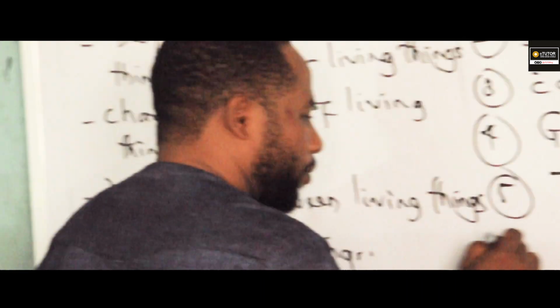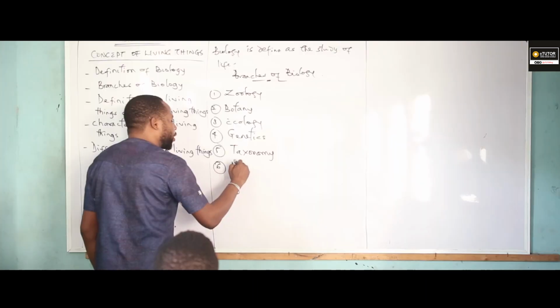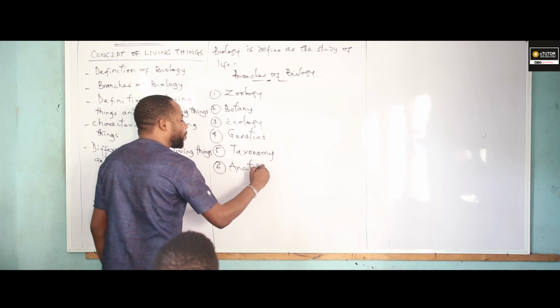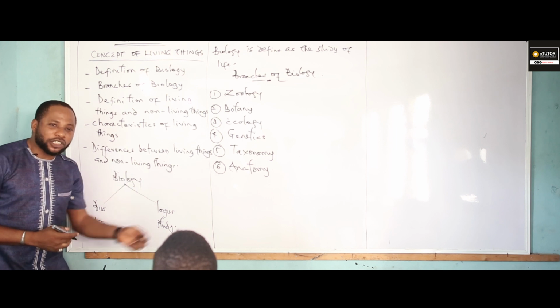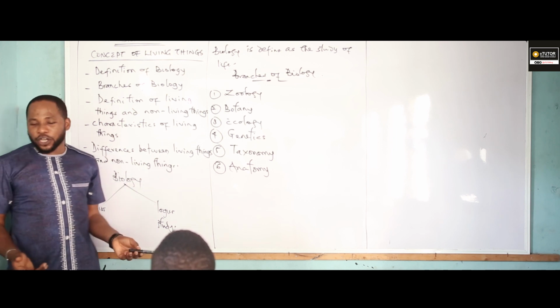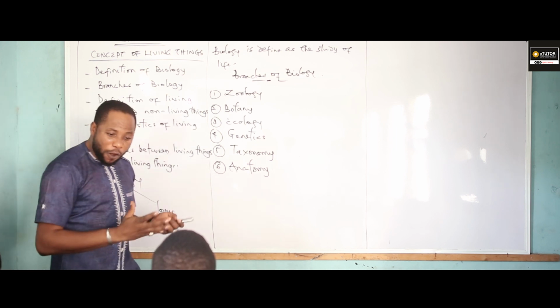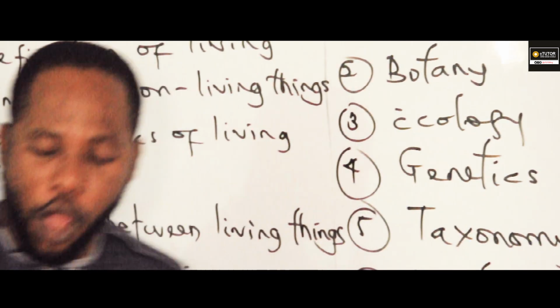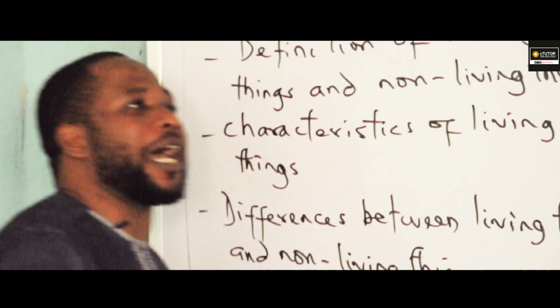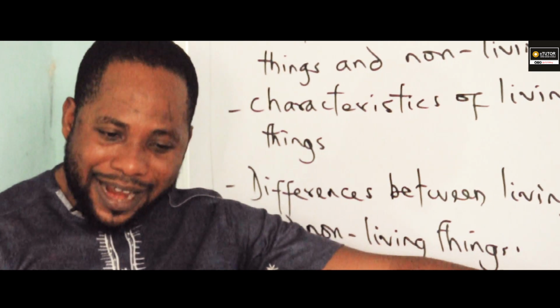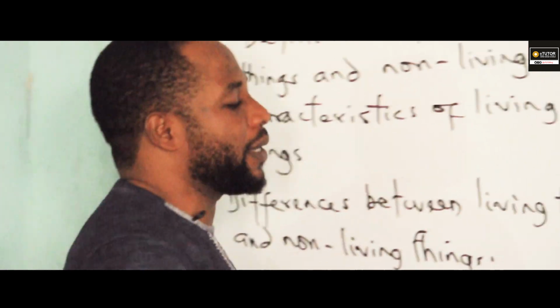Number 6, we have anatomy. Anatomy is another branch of biology which deals with the study of internal organs of an organism. For instance, if you want to study organs like the liver, the kidney, and the stomach, you understand that? The study of all these internal organs is under anatomy.